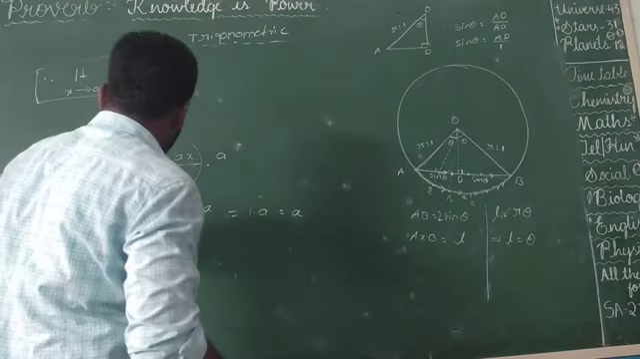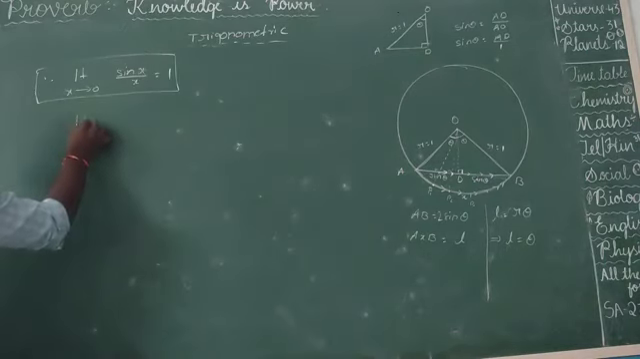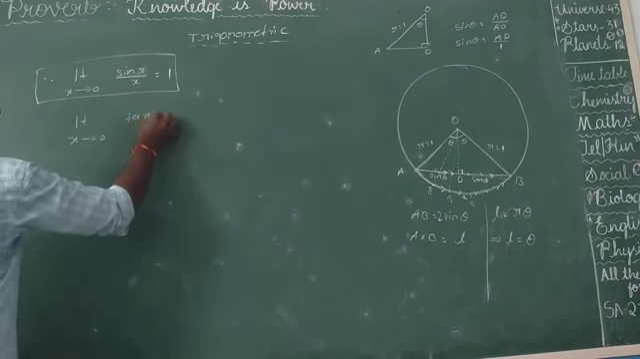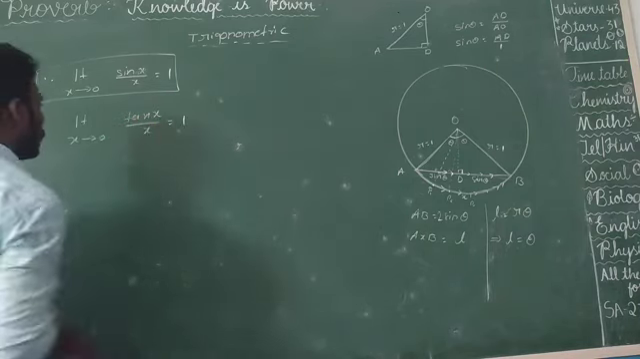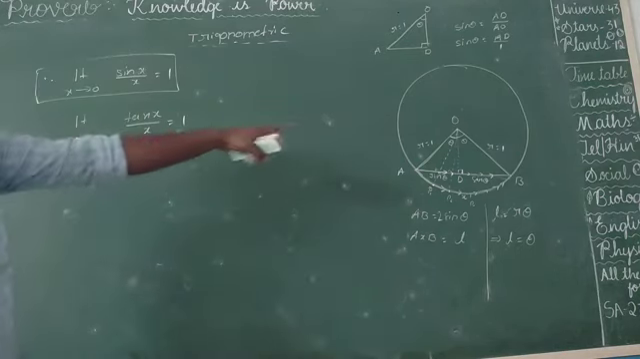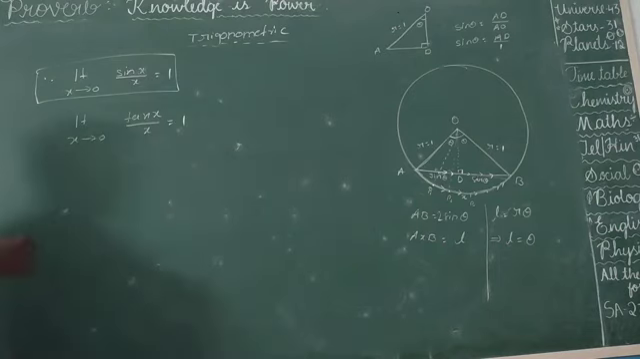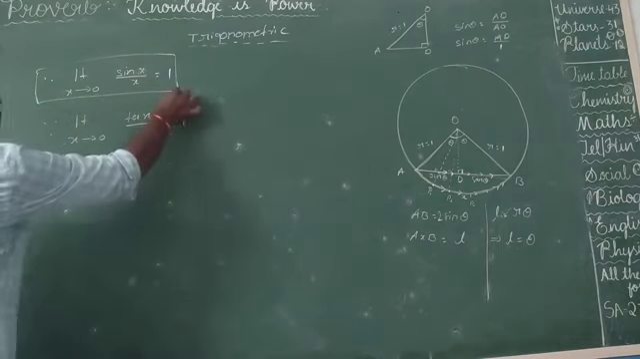In the same way, you can compute tangent also. Limit x tends to 0 of tan x by x is also 1. It will have the same type of explanation. If anybody is interested, do comment, I will send it again. Okay. So limit x tends to 0 of tan x by x is also 1.